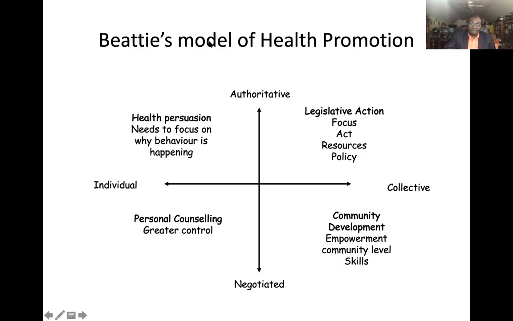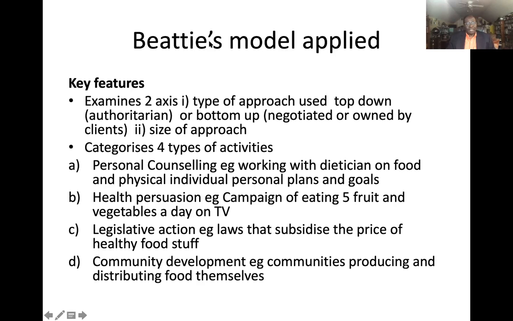So, categories, 4 types of activities. Personal counseling, working with dietitians on food and physical activity, individual personal plans and goals. Health persuasion, for example a campaign of eating 5 fruits and vegetables a day on TV. Legislative actions, for example laws that subsidize the price of healthy food and the like.